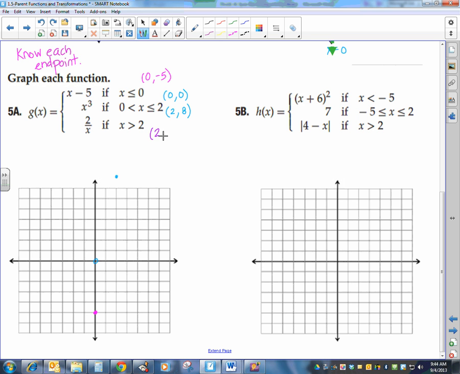And if I put 2 into that function, I get 1 out. So I'm going to graph the point (2, 1), but it's a hole because it's not equal to it. Now you've got to figure out what each piece is doing. I need less than 0, which means I need this part of the graph.